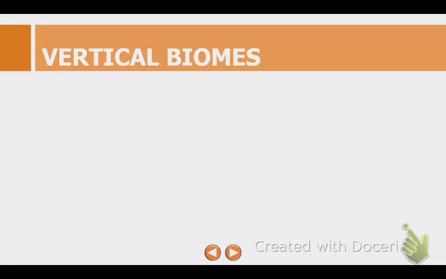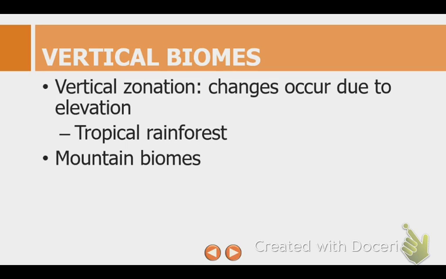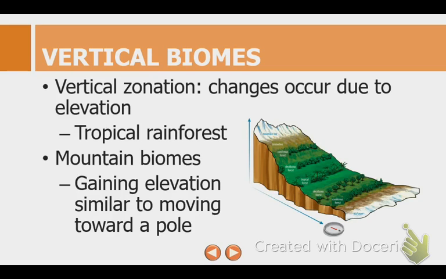Okay, sometimes you also have vertical biomes, and this has to do with vertical zonation, which is changes that occur due to elevation. So the higher you go up a mountain, the more changes you will see. This includes the tropical rainforest, and then there are some mountain biomes that have elevation that looks similar to moving toward a pole. So you can see that here. Towards the ground level, you've got the ice and snow, the tundra layer. Then you might see a coniferous forest section, a deciduous forest section, a tropical forest area, and then it goes back from there, deciduous, coniferous, back to timberline, which is kind of like the tundra, and then the mountaintop, which is definitely very icy and snowy.